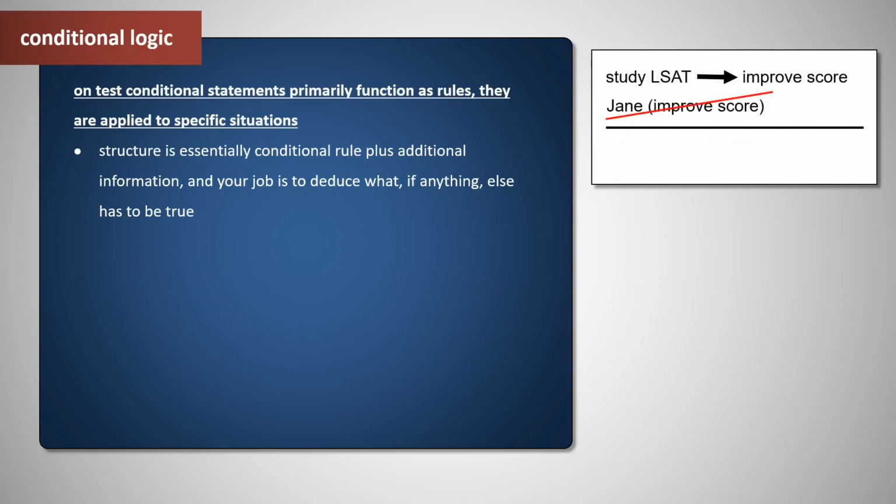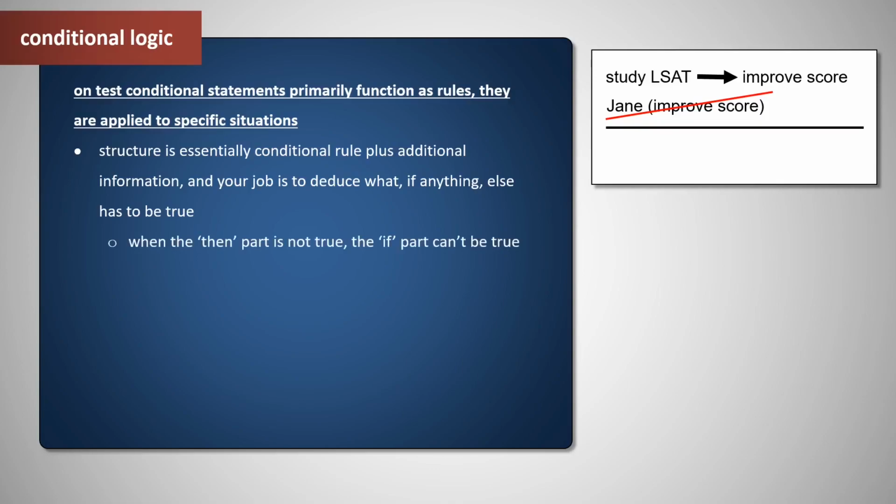Now, let's go back to this previous rule. So we have a situation here that, once again, same rule. If you're studying for the LSAT, then you will improve your score. But what do we know? We know that Jane did not improve her score. So we're given that additional information. We're given the rule, and then this is another potential kind of information we could be given, and that is that Jane did not improve her score. Now the question is, does that tell us anything?